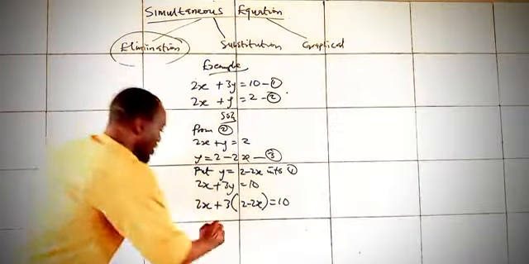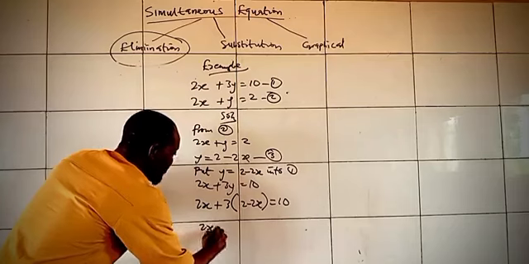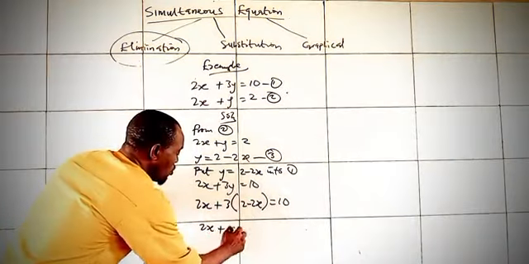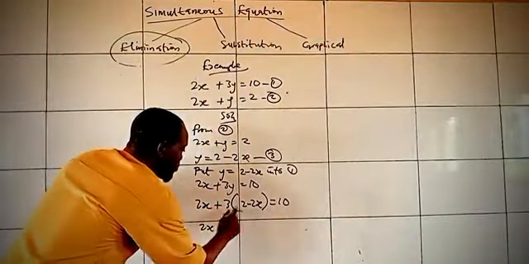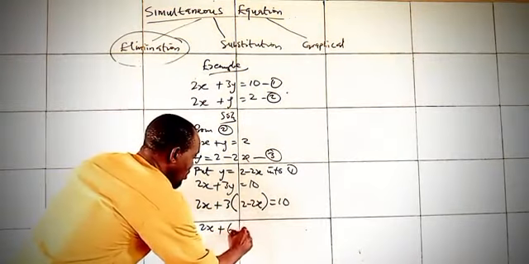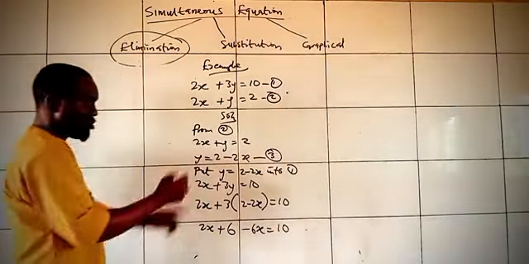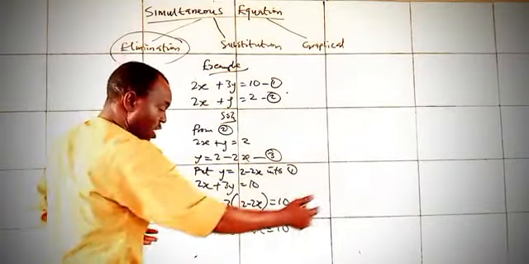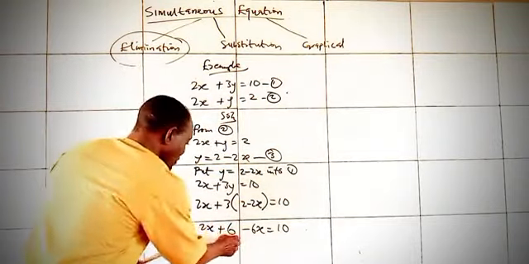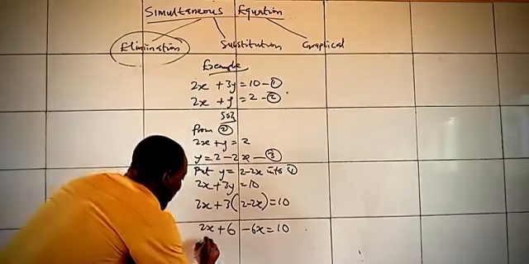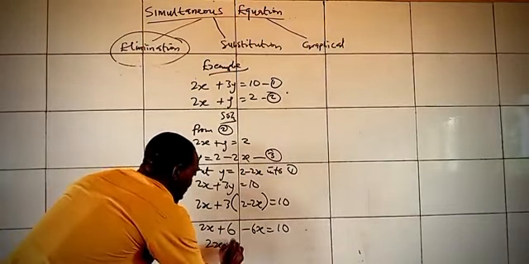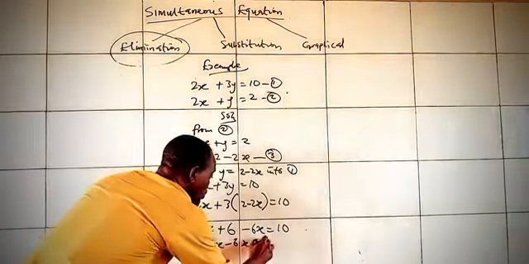So let's open the bracket. We now have 2x plus 3 times 2, which gives me 6. Then 3 times minus 2x gives minus 6x, which is equal to 10. So let's collect like terms now: numbers to one side, letters to one side. So now I have 2x minus 6x is equal to 10.